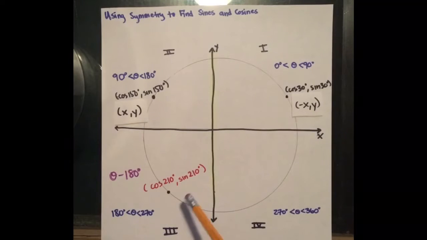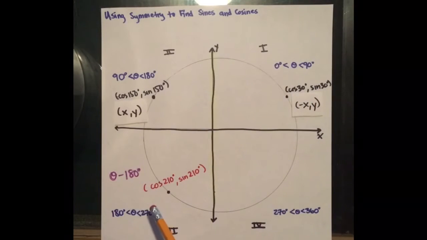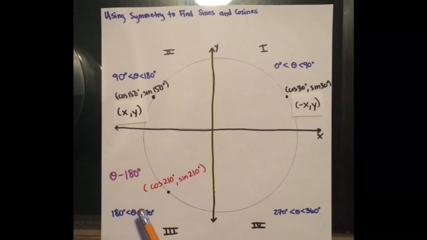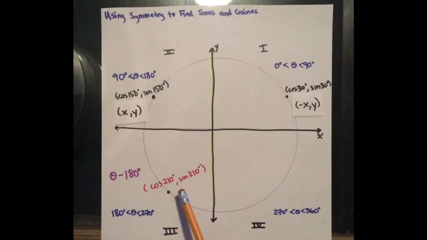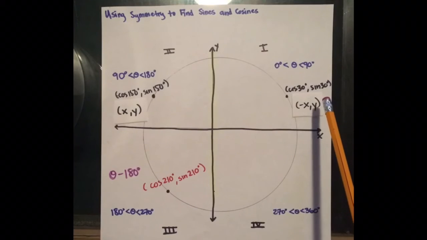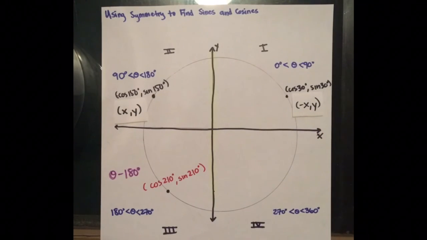For example, the point cosine 210 degrees, sine 210 degrees is the image of cosine 30, sine 30 under a rotation of 180. So since the image of (x, y) under a rotation of 180 is (negative x, negative y), this point has coordinates negative cosine 30 degrees, negative sine 30 degrees. So sine 210 degrees should be equal to negative sine 30 degrees, which they are, as if you put them in your calculator, you will get the value of negative 1/2. And that's all there is to 10.5.